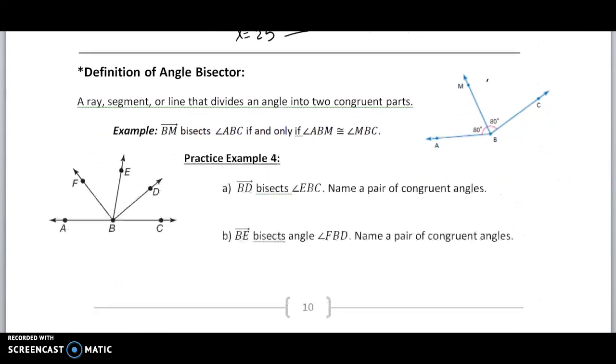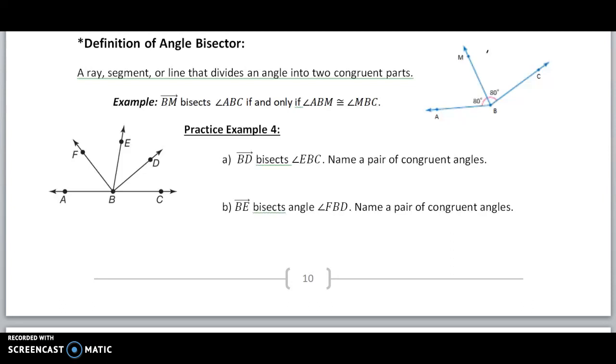Next one, because we have 2 more to get through, and not a lot of time to do that. So, definition of angle bisector. Just like with Unit 2, we had definition of segment bisector. Angle bisector is not that different, and you've done the construction for it. So the definition of angle bisector is just a ray, segment, or a line that divides an angle into 2 congruent parts. So I'm cutting the angle in half, and then I've got 2 congruent angles.